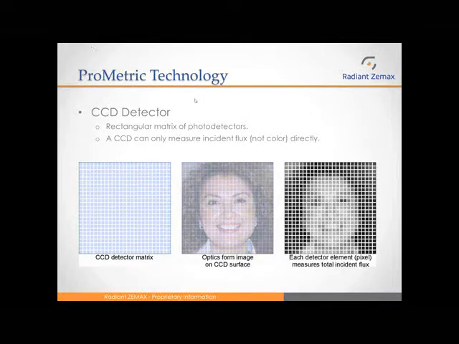Okay, so CCD detector technology is really just a rectangular matrix of photodetectors. Optics form an image on the CCD surface, and then each detector measures incident flux on that pixel. So a CCD does not measure color. It only measures incident flux. And so we have to add some other technology in front of the CCD in order to measure color.